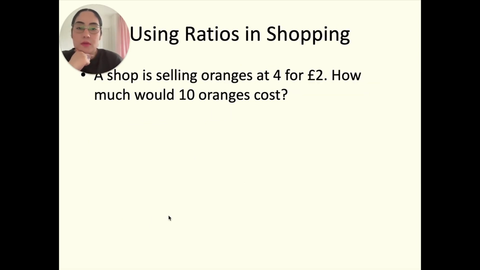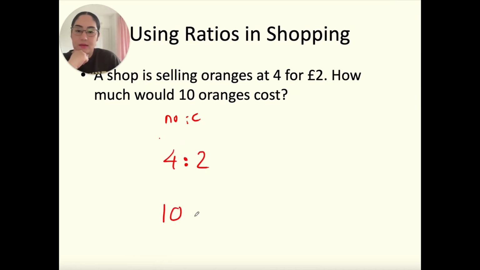Using ratios in shopping. A shop is selling 4 oranges for £2. How much would 10 oranges cost? Number to cost ratio. So for 4, it's £2. How much would it be for 10? So we can look at, okay, how do we go from 4 to 10? Whatever we do to this side, we're going to do the same to the other. However, we know that 10 is not in the multiplication table of 4. So 4 is not a factor of 10. 10 is not a multiple of 4. So we know it's going to involve decimals.